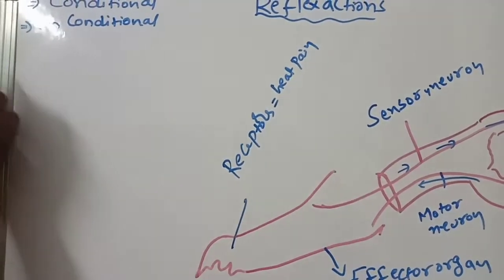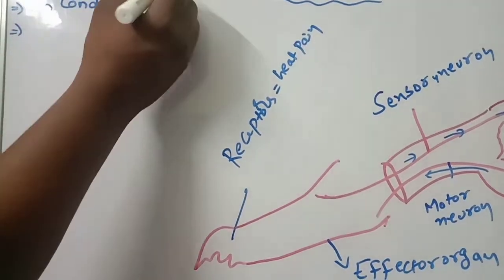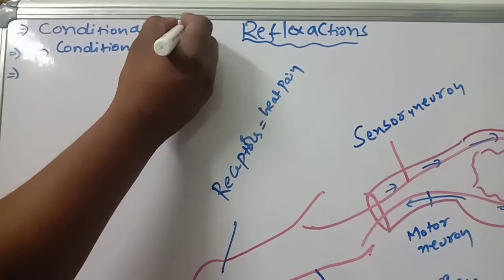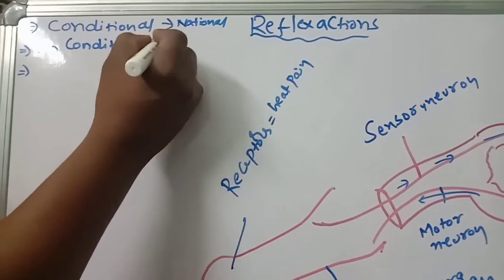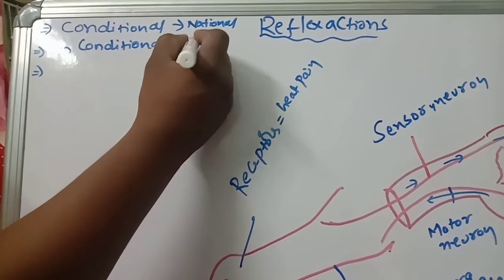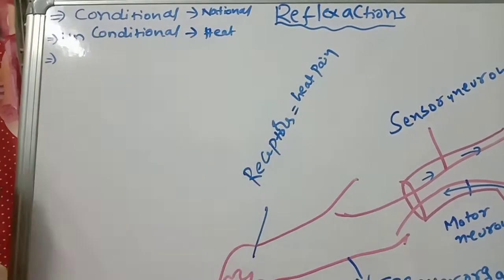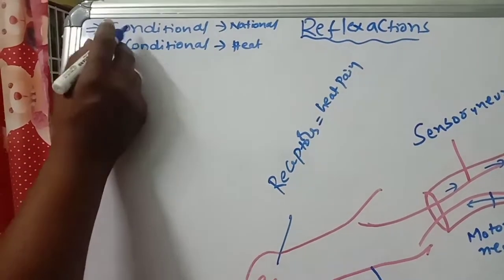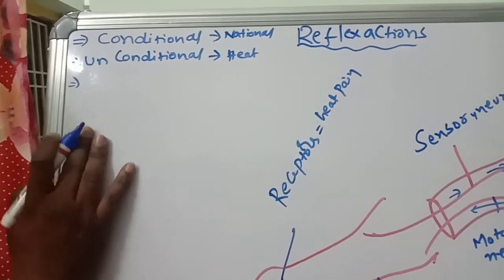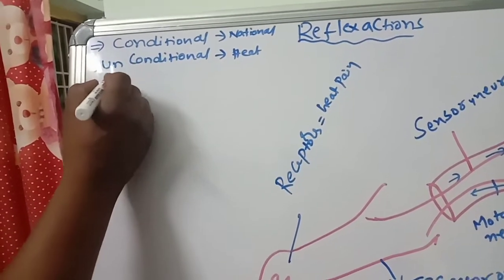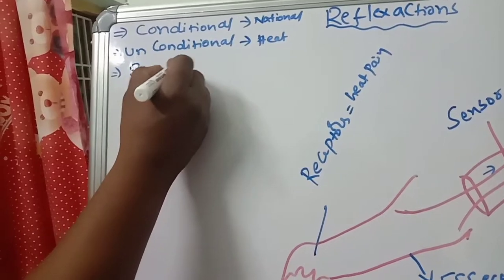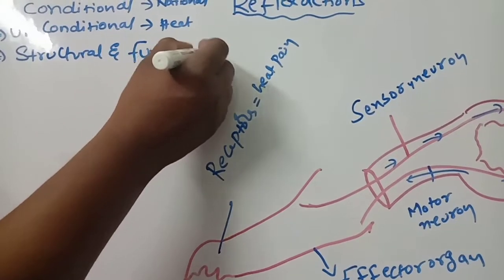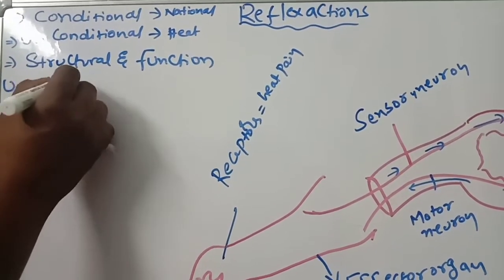Here I am telling the best example of conditional: why are we standing for the national anthem? If you hear it, you will stand. Unconditional means when you touch a hot object, you will withdraw your hand from that hot object. So there are two types of reflex actions, conditional and unconditional.